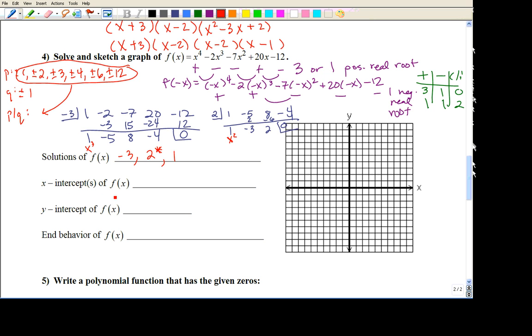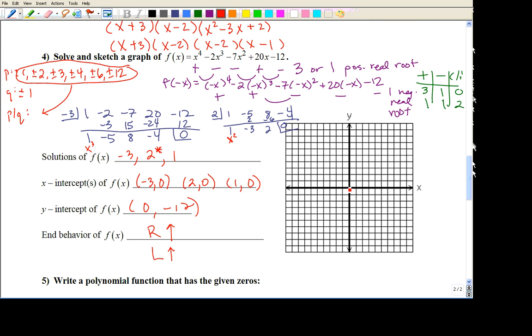Okay? So the x-intercepts will occur at (-3, 0), (2, 0), and (1, 0). The y-intercept is our constant term, so that'll be at (0, -12). And then, just to save us a little time here, the end behavior of f of x on the right side will go up because our leading coefficient is positive, and since it is an even degree of 4, the left side will do the same. It will also go up.